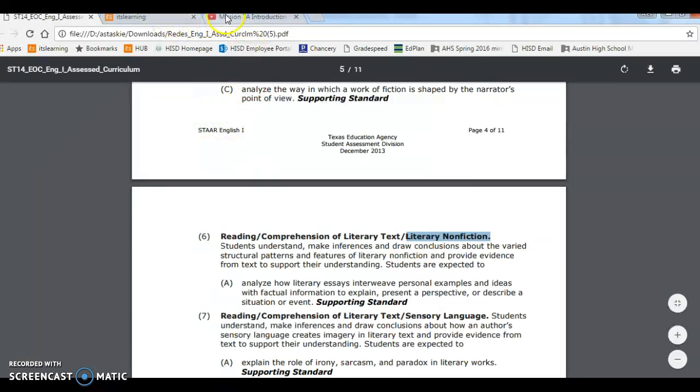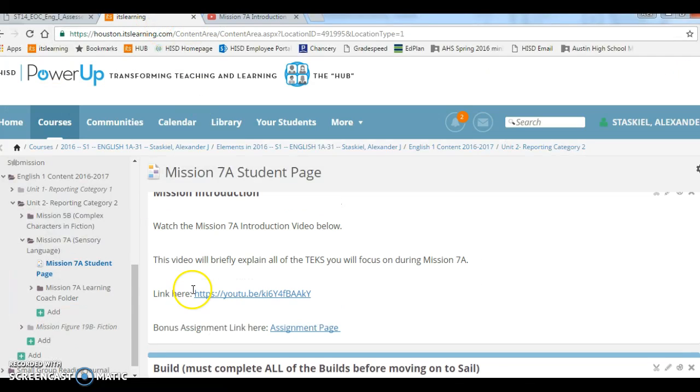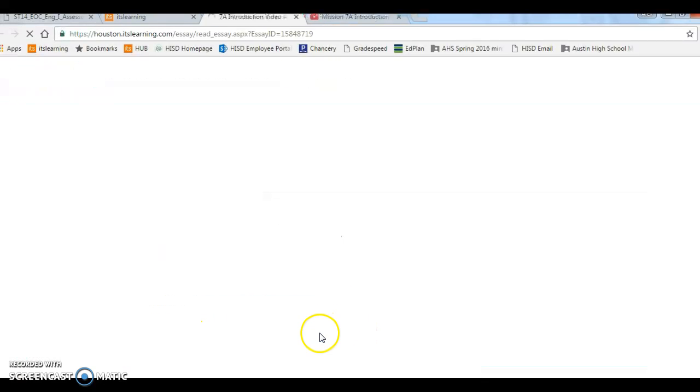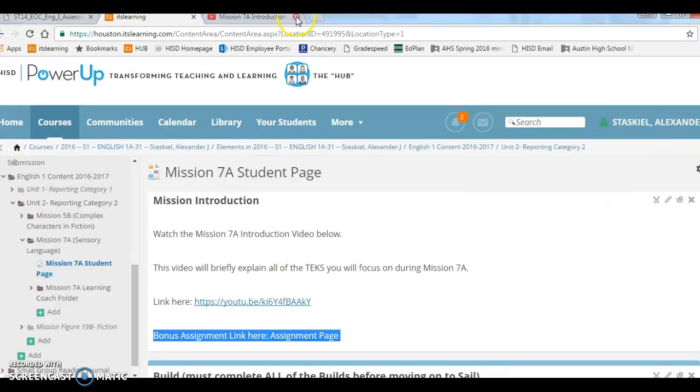So that's basically it. If you've gotten to this point in the video, you know you got to do these 3 builds. What you can also do before this is a little bonus assignment right here. If you click this assignment page, download the document, you're going to have a little bonus assignment. Hit answer, add the file when you're done.